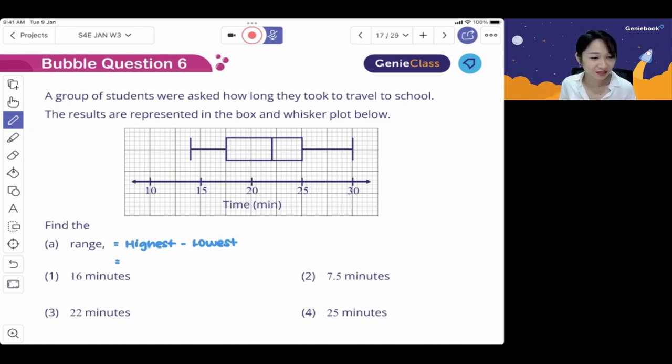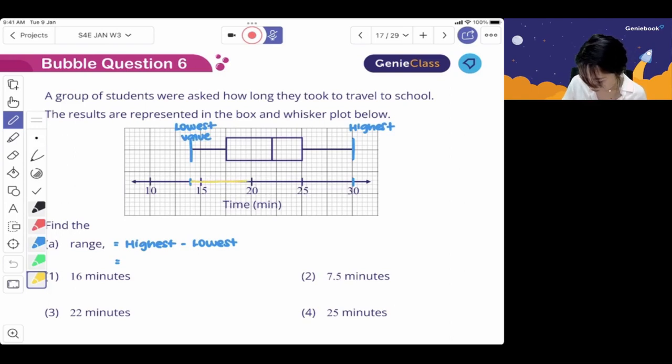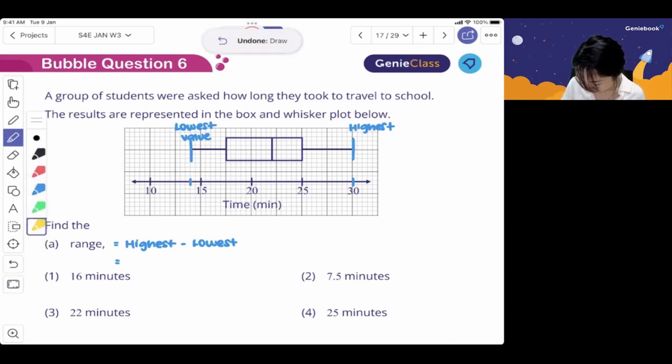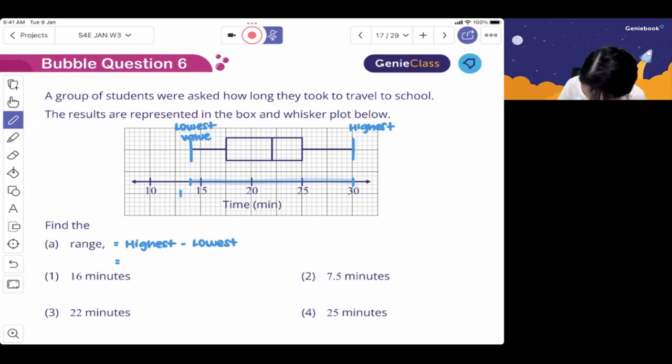Okay, so the highest value will be over here, right? This is our highest value, and this line represents our lowest value. To find the range, we are looking for this distance. So we will take 30 minus that lowest value, which is 14. 30 minus 14 gives us 16.